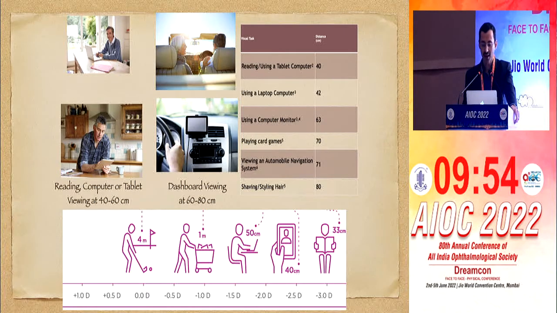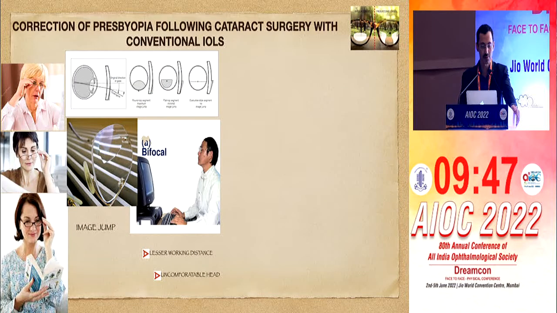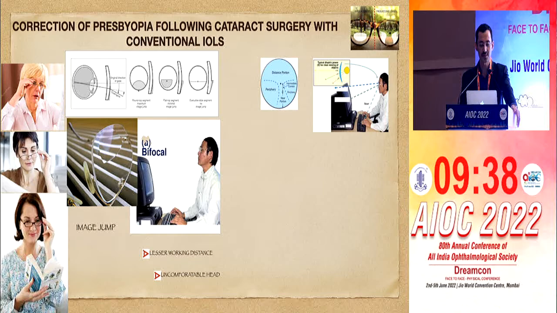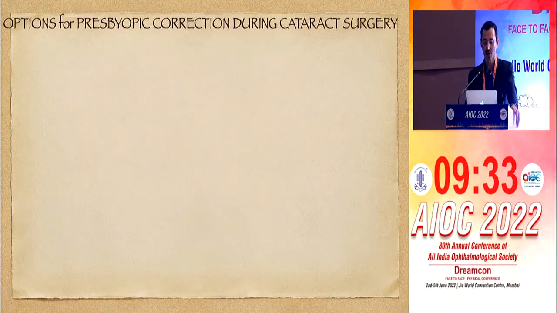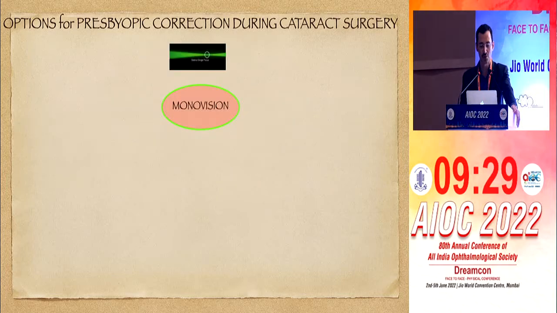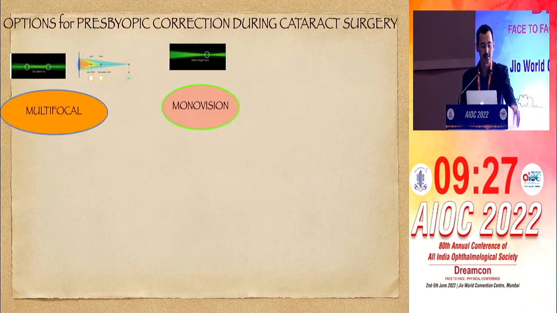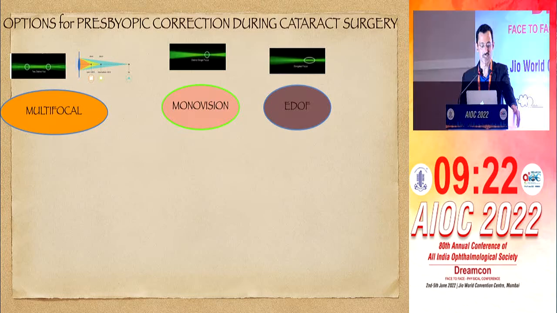My topic for the day is newer presbyopic IOLs. The modern lifestyle requires us to work at various working distances. So correction of presbyopia following cataract surgery with conventional IOLs needs us to use bifocals or progressive lenses, which has its own set of problems. There are certain options for presbyopic correction during cataract surgery, which include monovision using monofocal lenses, multifocal lenses, or EDOF lenses.